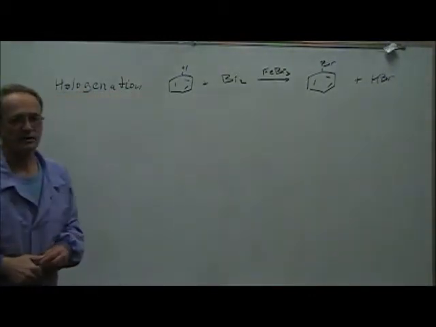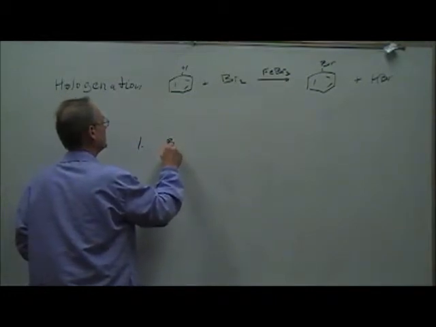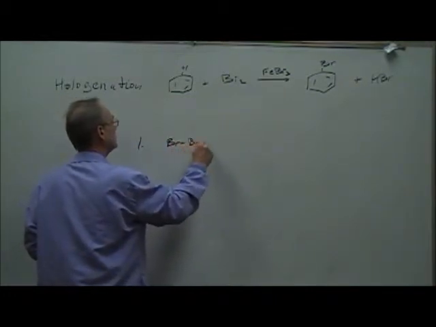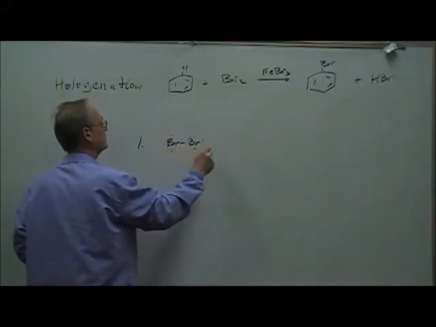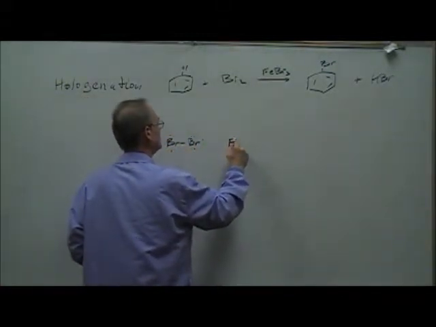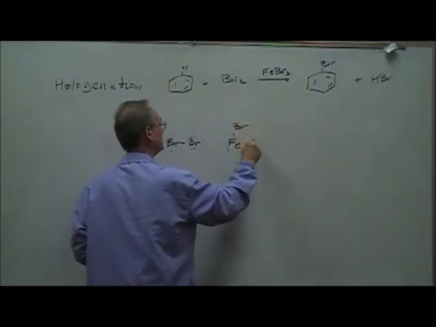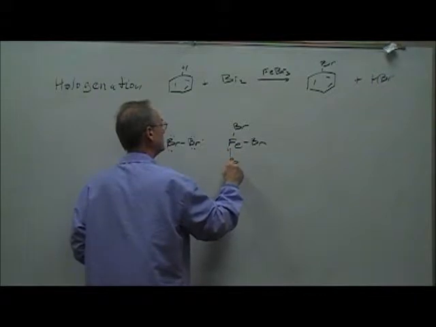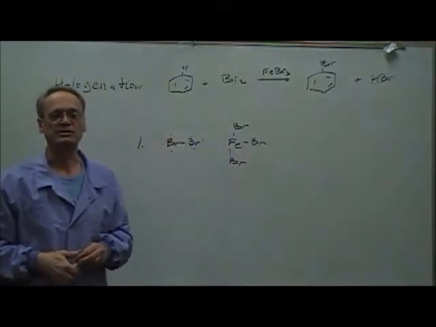Okay, here's the mechanism. First step, the Br2, and I'm going to draw it out, Lewis dot structure wise, reacts with the iron tribromide. And the iron is very electron deficient. In other words, it's a Lewis acid.